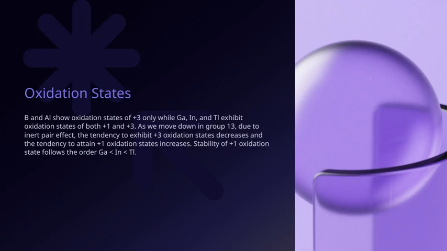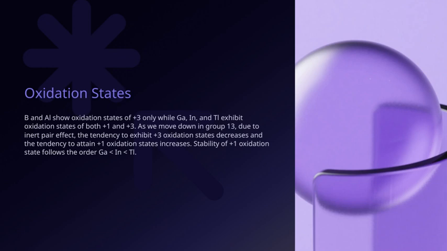Let's take a closer look at the oxidation states of group 13 elements. Boron and aluminum typically show an oxidation state of +3 only. In contrast, gallium, indium, and thallium can exhibit both +1 and +3 oxidation states. As we move down the group, there's an interesting trend. Due to the inert pair effect, the tendency of these elements to show the +3 oxidation state decreases. Instead, they become more inclined to stabilize in the +1 oxidation state.